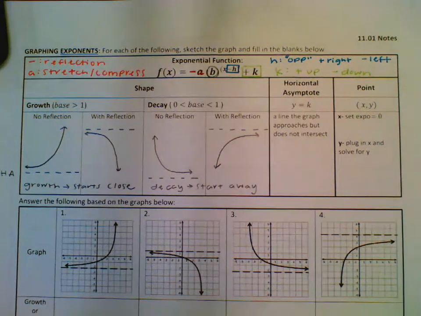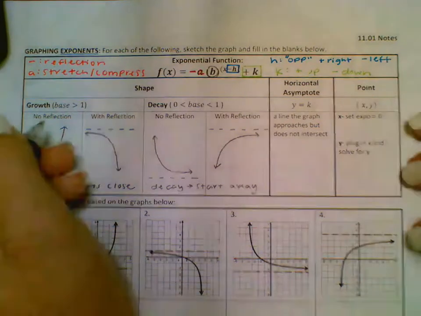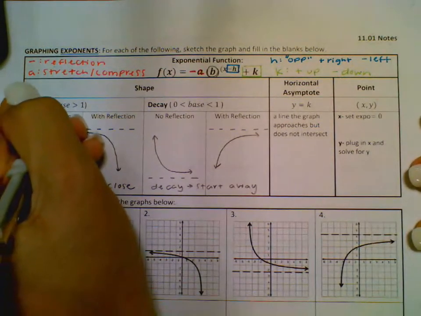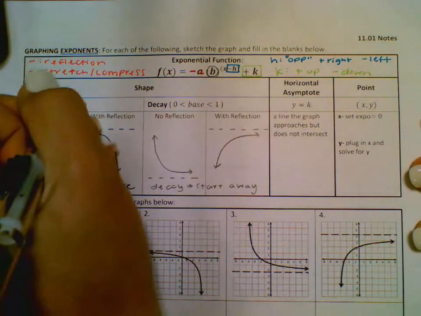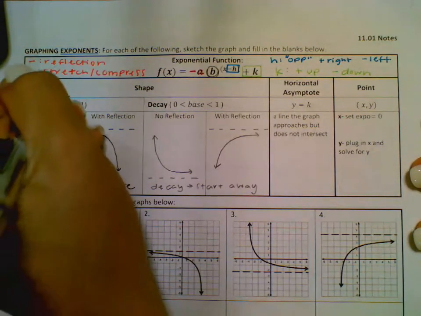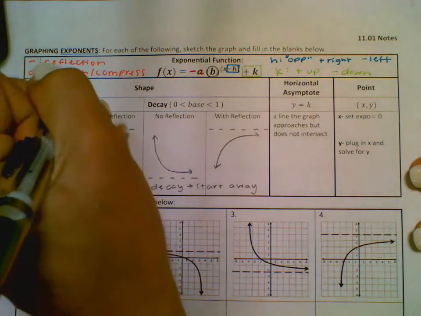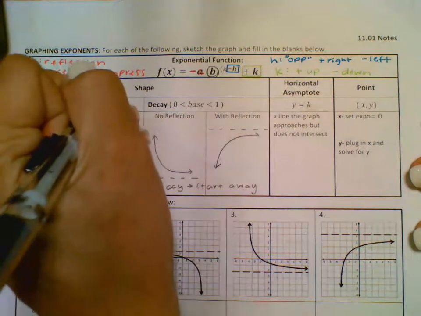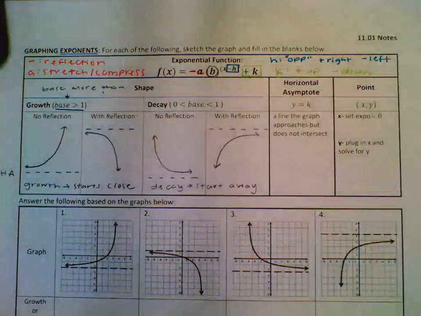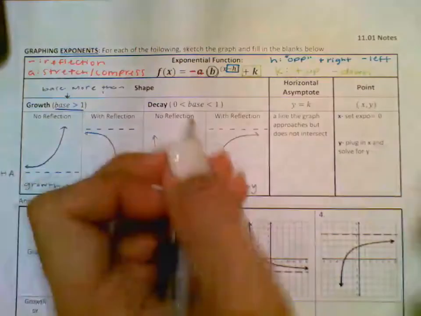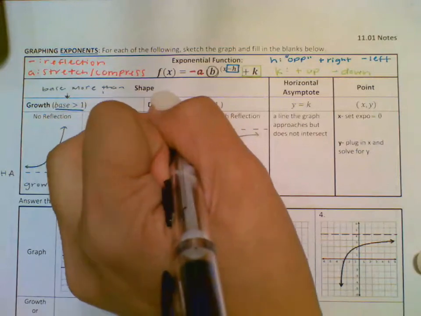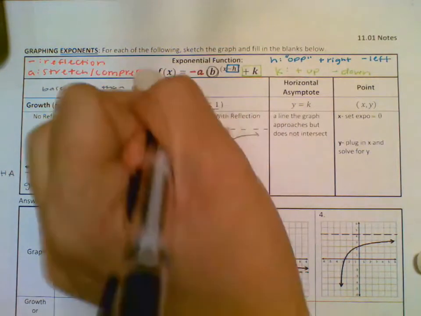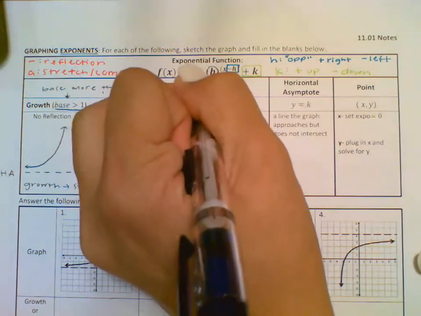Essentially, you are going to have to figure out if it's growth or decay based on the base, and then what the shape looks like with or without a reflection. To figure out if it's growth, the base always has to be bigger than 1. So the base has to be more than 1. So if the base is 2, 3, 4, 5, 6, that would be growth. For decay, the base is going to be between 0 and 1. So that means that the base is a fraction.